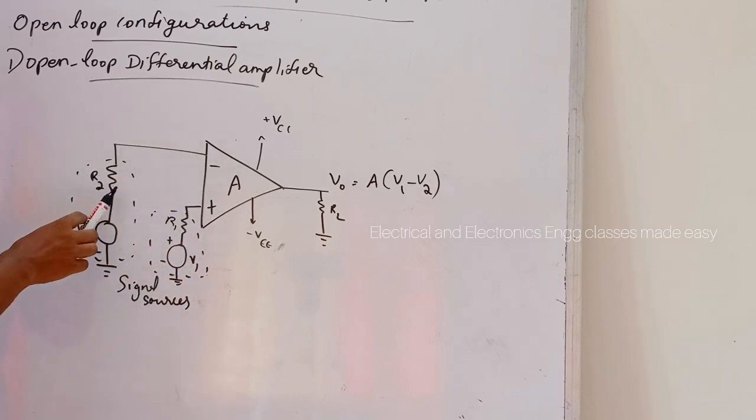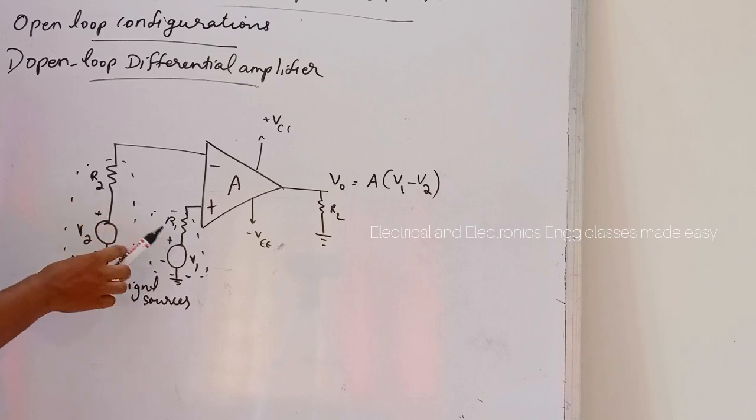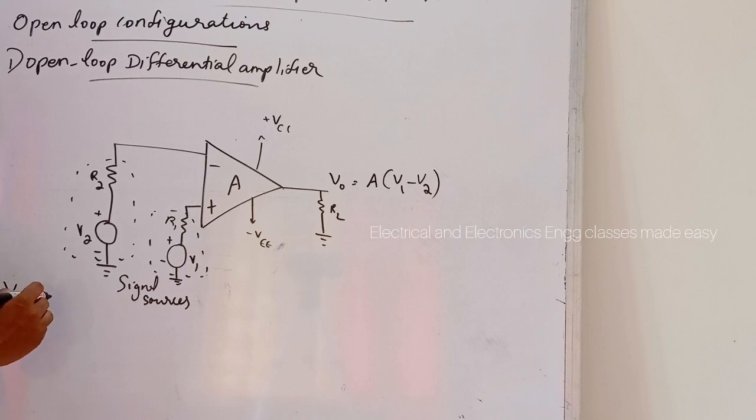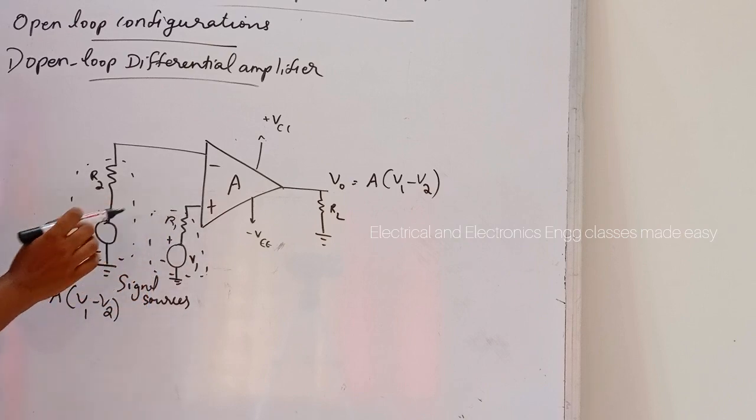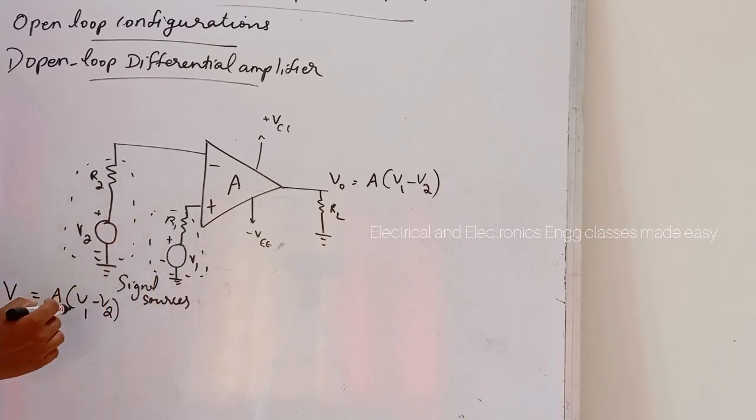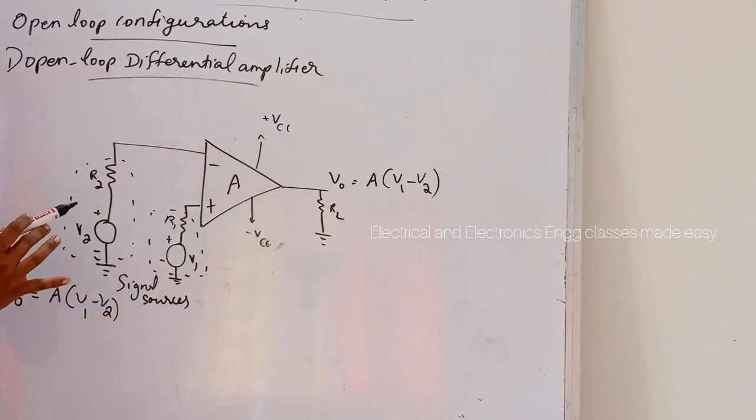So, neglecting the voltage drop across the source resistances, we have V0 is equal to A into (V1 minus V2). V1 is the non-inverting input terminal. So, A into (V1 minus V2) is the output voltage V0. And A is called the open loop gain or large signal voltage gain. So this is the open loop differential amplifier.